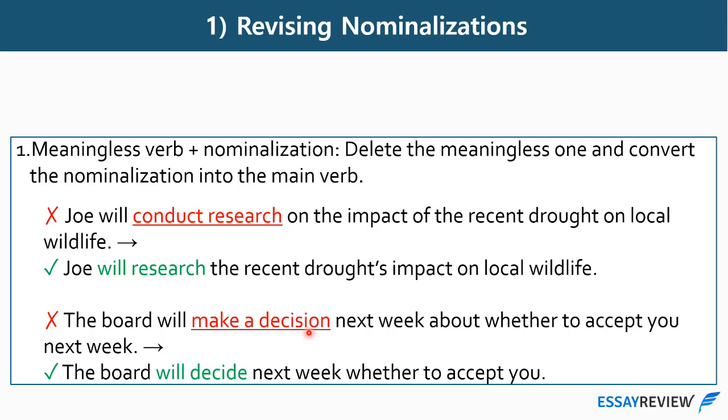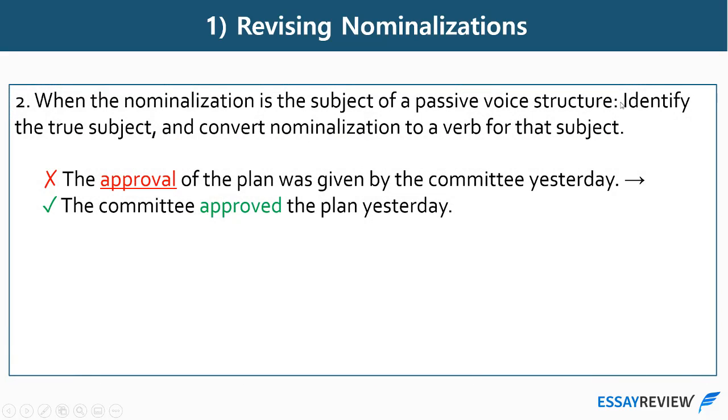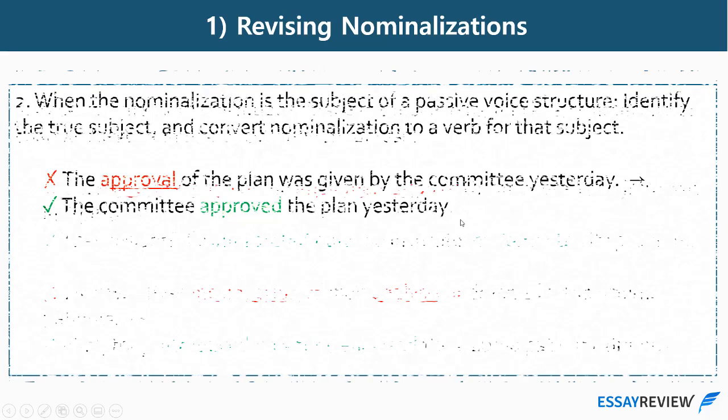"On the board, we'll make a decision." We use that all the time, right? Well, "decide" is better than "make a decision." You only have one verb, and it's a stronger verb. When the nominalization is the subject of a passive voice, identify the subject and change it to a verb. "The approval of the plan was given by the committee yesterday." "The committee approved the plan." So much better. So much easier to read, right?